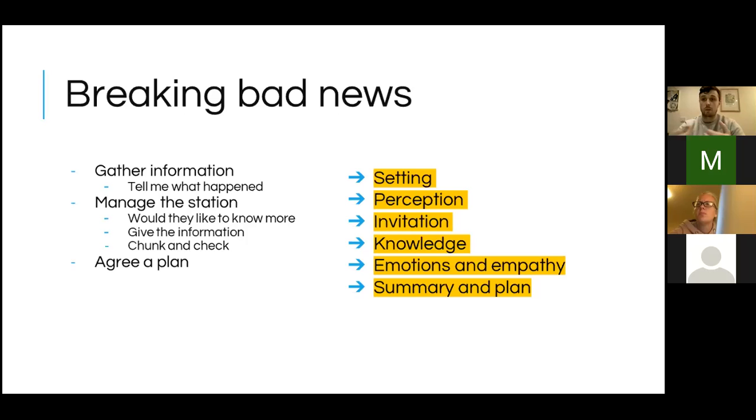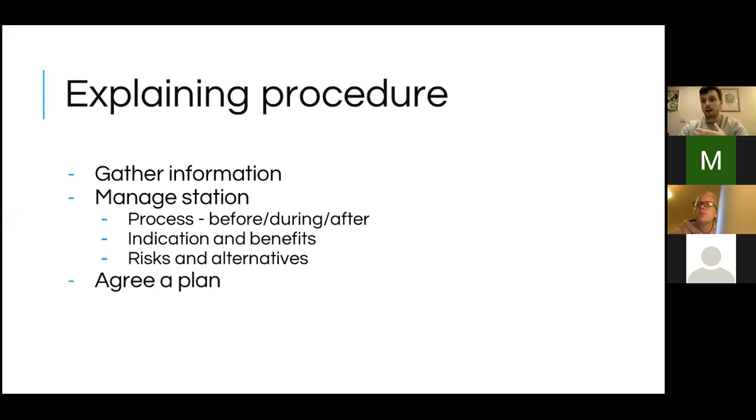That's a really good way to show empathy and ensure you're coming across as a human being, really. And then finally, you want to summarize what's been said, what they understand about what's been said, and agree an action plan on what the next steps are. So that's quite a good way to manage those types of scenarios. But again, we will be doing a breaking bad news workshop and seminar, which will go into a bit more detail and give you a few more examples.